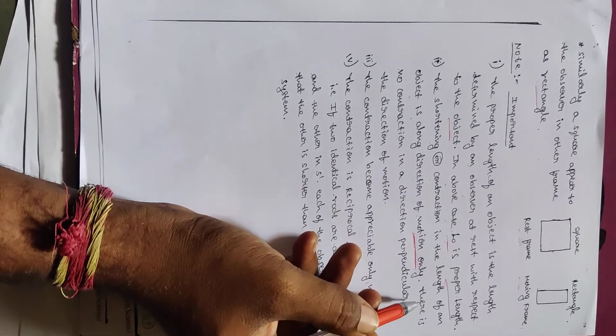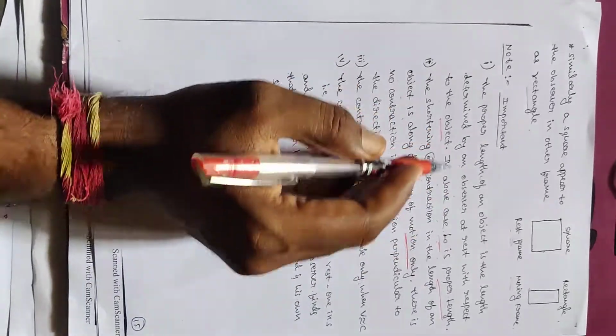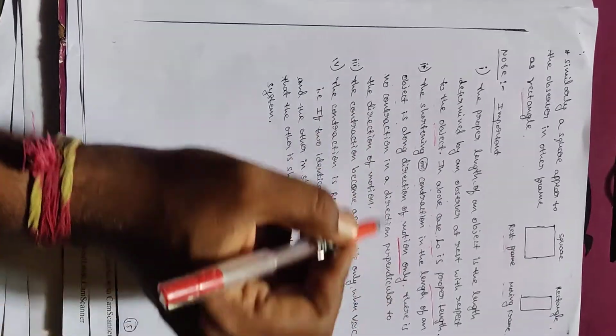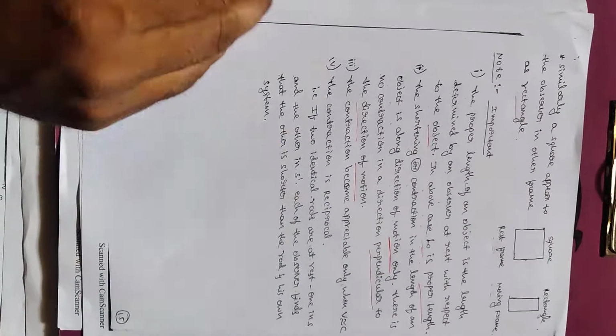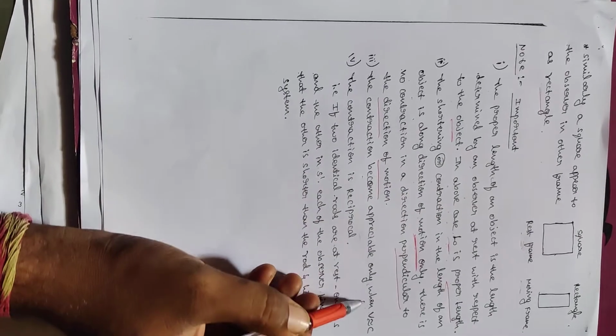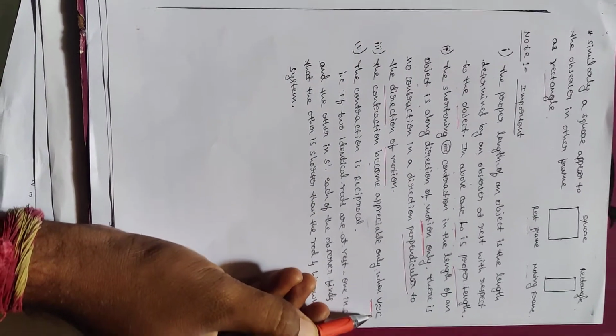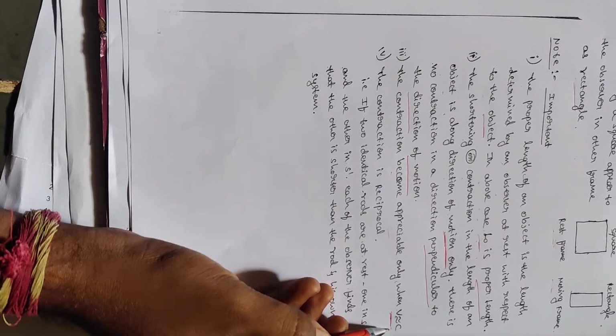If it is moving in the x direction, the contraction is only in the x direction. If it is moving in the y direction, only in the y direction. There is no contraction in the directions perpendicular to the direction of motion. The contraction becomes appreciable when the velocity v is nearly equal to c, the speed of light.